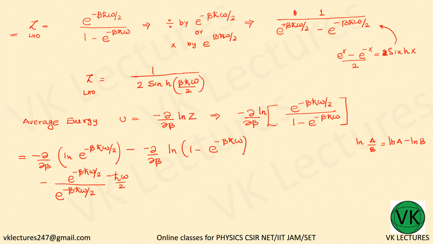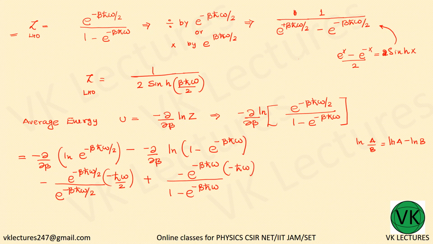Then we have plus, this is 1 minus e to the power minus beta h cross omega, then the derivative of what is inside the bracket, that's equal to minus e to the power minus beta h cross omega into minus h cross omega.